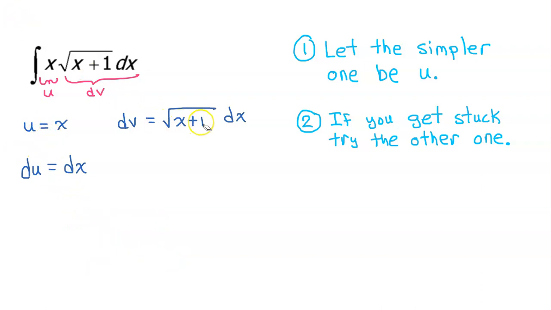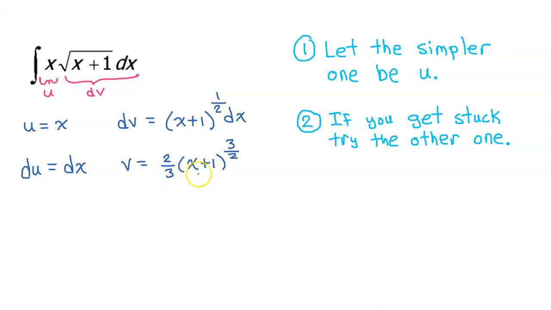The square root of x plus 1 is the same thing as x plus 1 to the 1/2 power. I'm going to think of it this way to make it easier to integrate. The antiderivative of dv is just v. To find the antiderivative of x plus 1 to the 1/2 power, I need to add 1 to this exponent, which gives me 3/2. Then I need to divide by my new exponent. Dividing by 3/2 is the same as multiplying by 2/3.